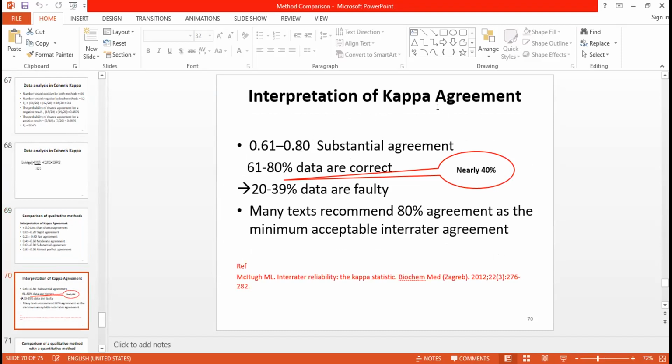which means a kappa value of 0.61 to 0.8. And this value indicates that 61 to 80% of your data are correct and agreeable. But at the same time, it means that 20 to 39%, or I would say nearly 40% of your data are faulty. Yet there is substantial agreement. That is very funny. For this reason, many textbooks now recommend obtaining 80% agreement.